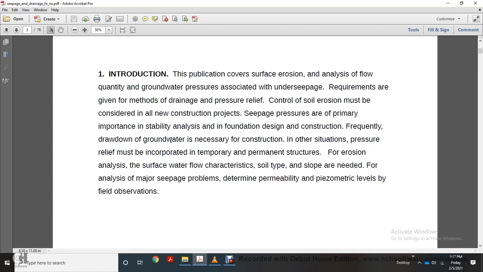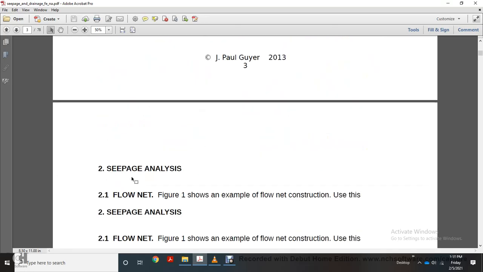Frequently, drawdown of groundwater is necessary for construction, otherwise pressure relief is incorporated with a temporary or permanent structure. For erosion analysis, surface water flow characteristics, soil type, and slope are needed. For analysis of major seepage problems, determine the permeability of the soil, piezometric levels, and field observations.